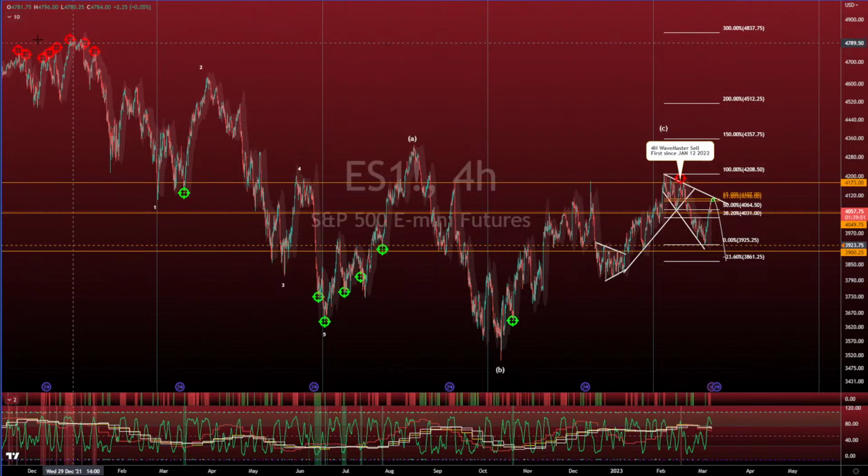And that was way up here at the top, where we were trying to push through and continuing to make new highs, but we eventually rolled over and we fell, and we fell pretty significantly.